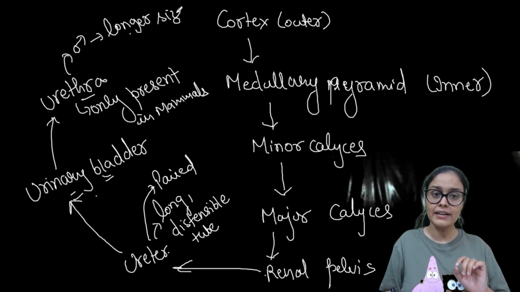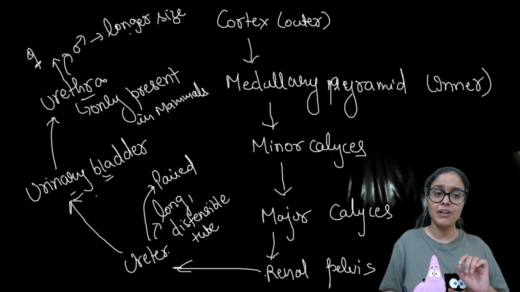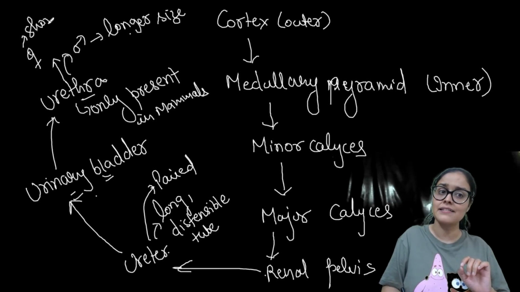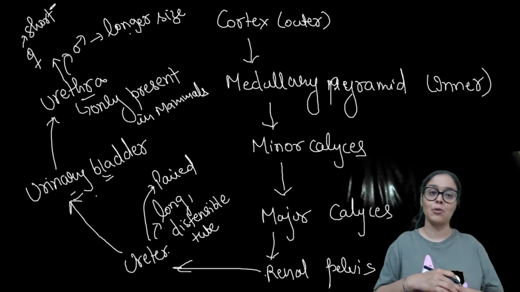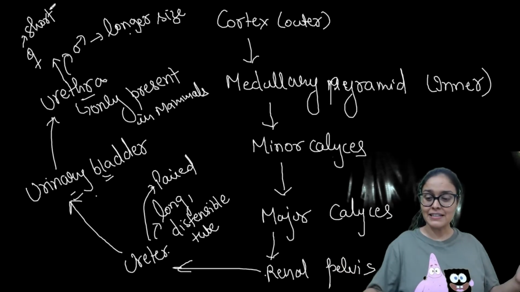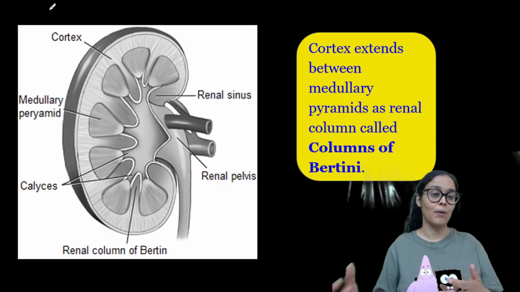So it is longer in size, whereas in female it is short in size, that take the urine outside the body. Isn't it so amazing? Isn't it so amazing, right? So write down in the comment box.